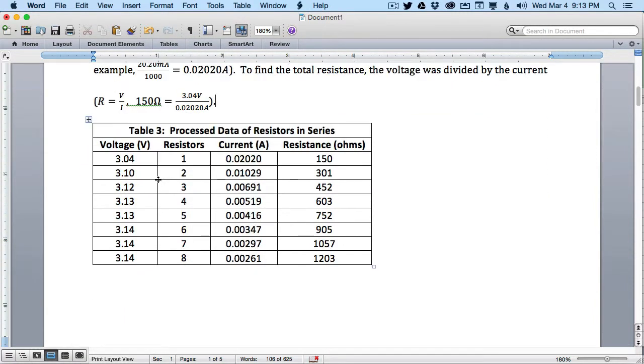So below I include some raw data, the voltage, number of resistors. Now I've put the current in amps. I've gotten rid of the milliamps because that is a number I did math on. And I put the resistance. Of course, that's what I calculated also.